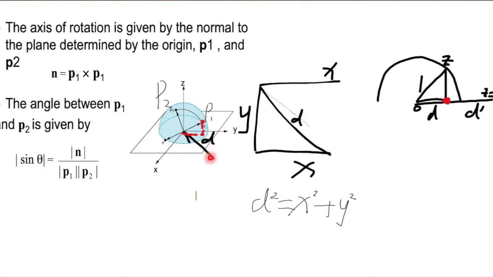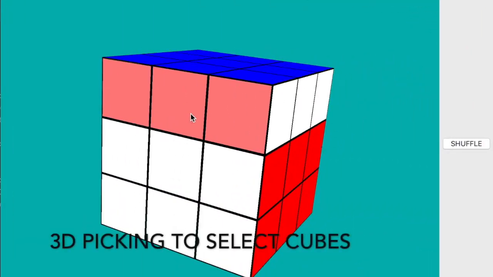We can calculate the angle of rotation by the dot product between P1 and P2, as well as the cross product to get the axis of rotation. Thus, given the angle of rotation and the axis of rotation, and feeding them into the standard function, we can get the rotation matrix. Next, I will talk about 3D picking.